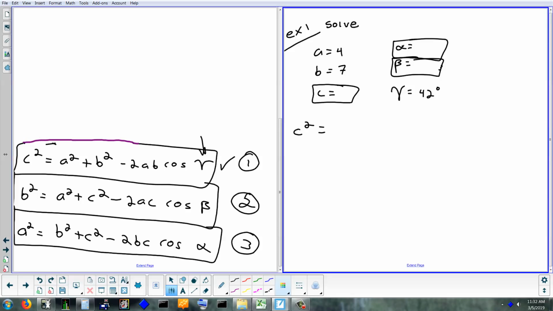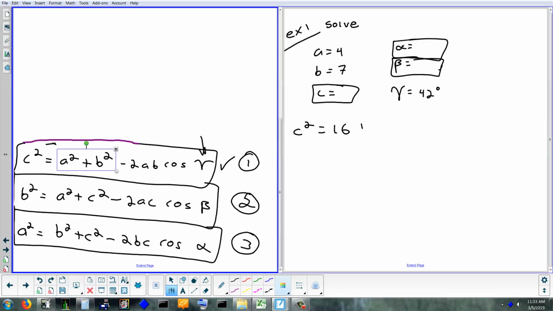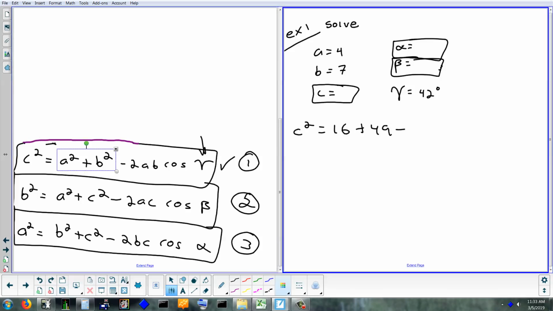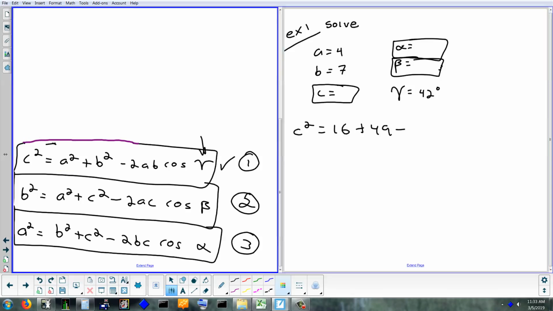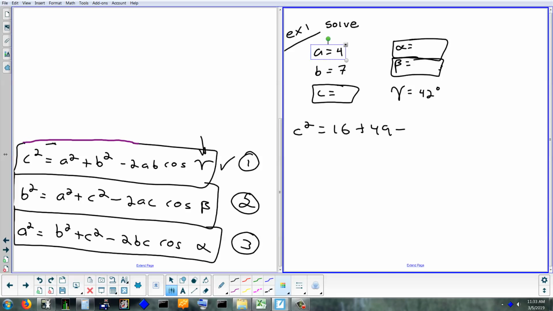So we've got, and I'm going to do a little bit of it as I go, A squared, B squared, minus 2AB. So let's do that out. 2 times 4 is how much? 8 times 7. 56 cosine 42. Now, there's no parentheses, so it might be kind of like, well, how do I know what to do first? You follow PEMDAS, order of operations. So, according to PEMDAS, what would I do first there?